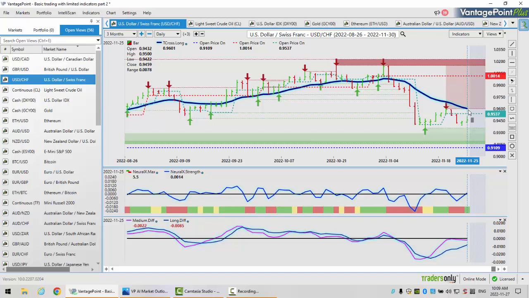So we need to get above, stay above the weekly opening price and retake the T cross long at 96.01. If stocks continue to rally, this pair will move lower. If the dollar index continues to sell off, this pair will move lower. So once again, we need the dollar index higher if we're going to buy here.